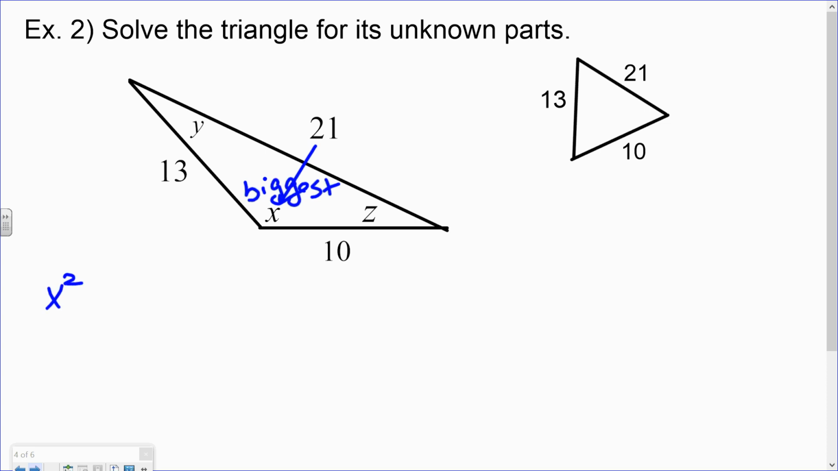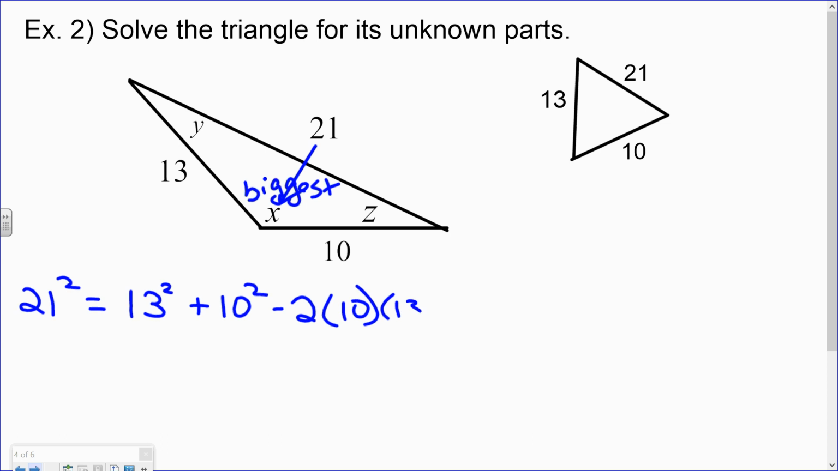X squared, start off with the side, 21 squared, is equal to the other two sides squared and added together, minus 2 times those same two sides, times the cosine of the angle between those other two sides, so between the 13 and the 10, or the angle across from the 21, which is the one that we want.